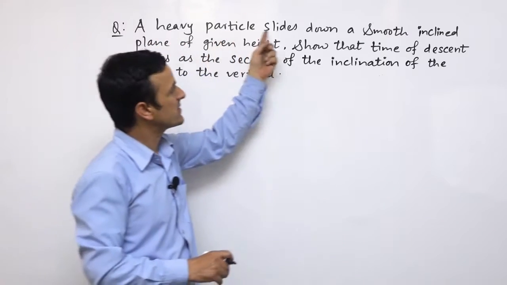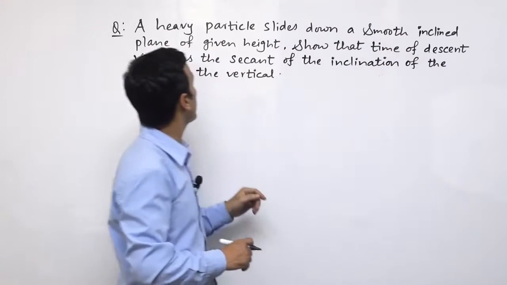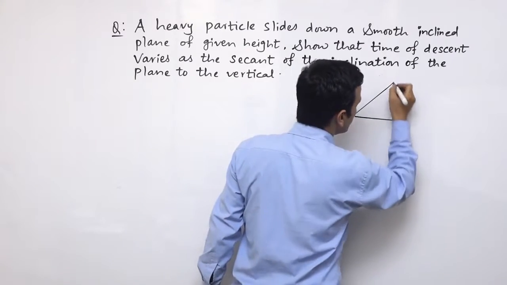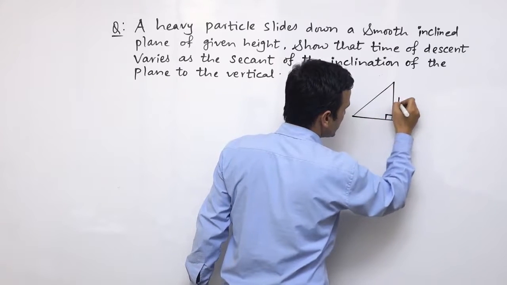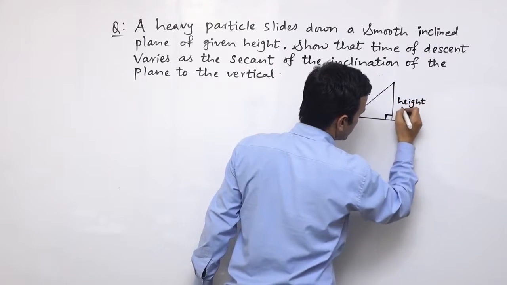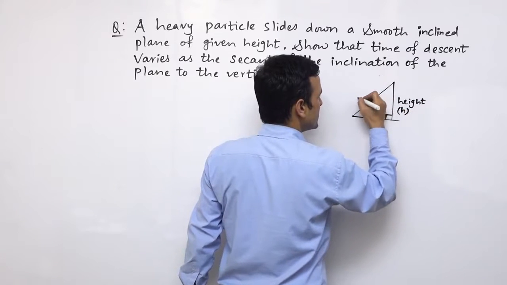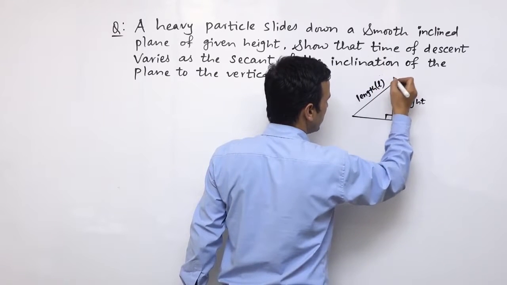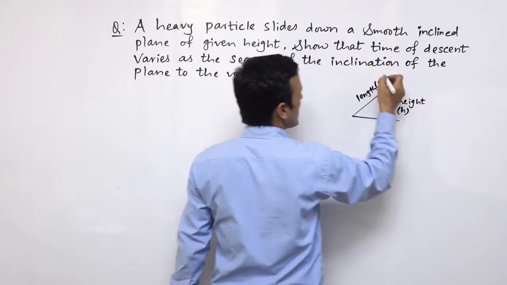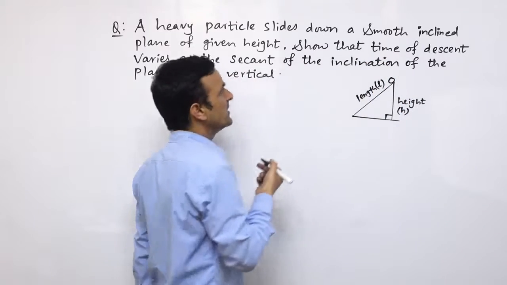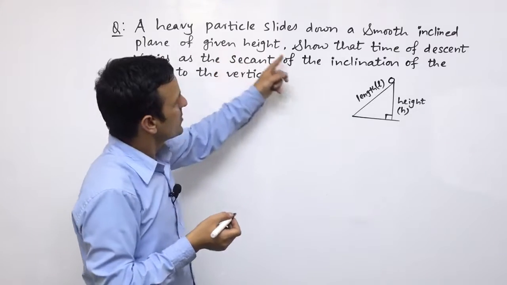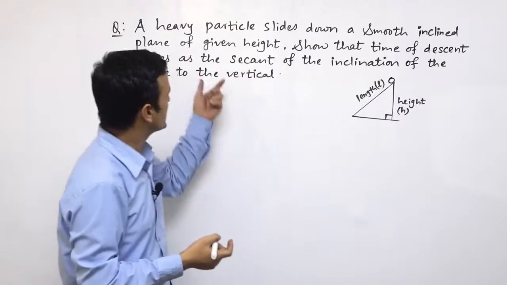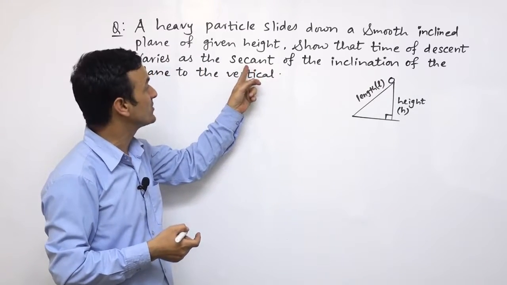Now we have this question. A heavy particle slides down a smooth inclined plane of given height. Here is the inclined plane, and the height is denoted by h and the length is denoted by l. The particle slides down from here, so that the time of descent varies as the secant. The time calculated from this question is directly proportional to the sec.